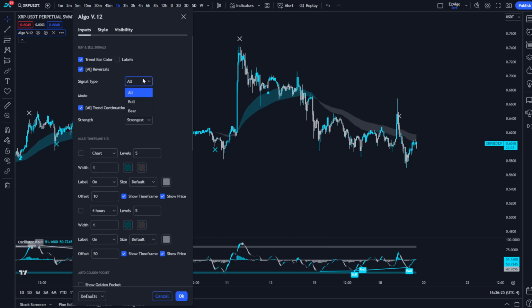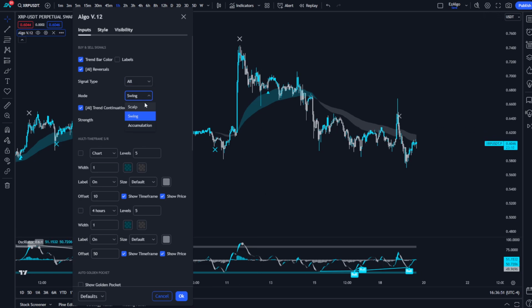So within these signals, we have obviously the signal type, which is bull, bear, and then all. Now this is for trend trading. So we're obviously in a bull run at this point. You'd probably only want to show the bull signals. Now again, this does depend on the asset, and I'll actually go through a few different pairs and I'll show you guys how I would tweak the settings. But by default, you're going to leave the signal type to all. This will show you both bullish and bearish signals.